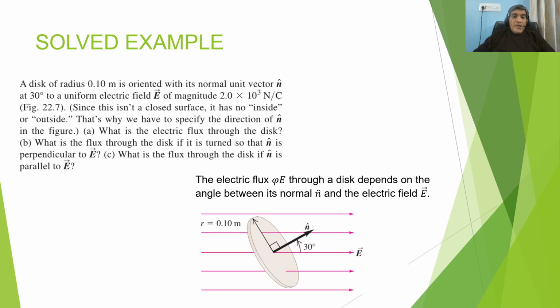So part C, what is the flux through the disk if n is parallel to E? This is the maximum value. If n is parallel to E, the area vector is parallel to the electric field, and we have the maximum value of the electric flux. And for option A, for an intermediate angle, let us say 30 degrees, we find it by a very simple mathematical application. So hope you understand this PPT. This solved example is very nice.